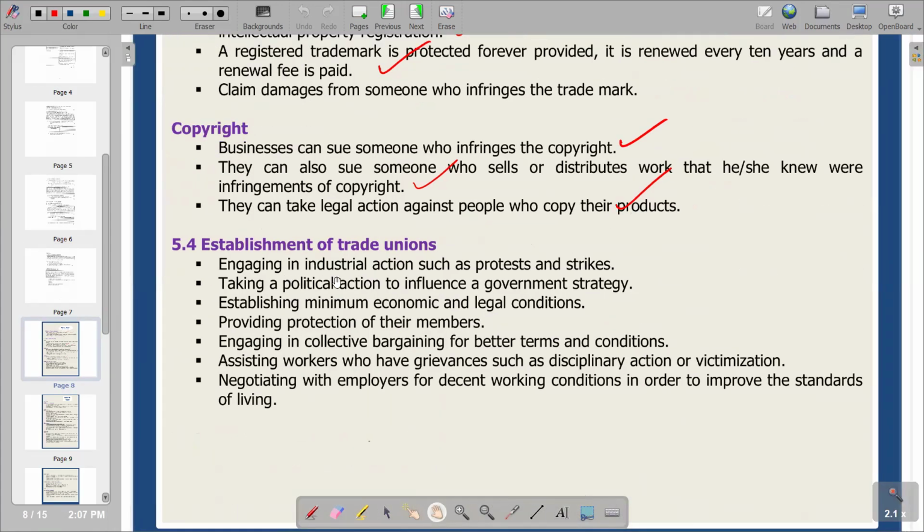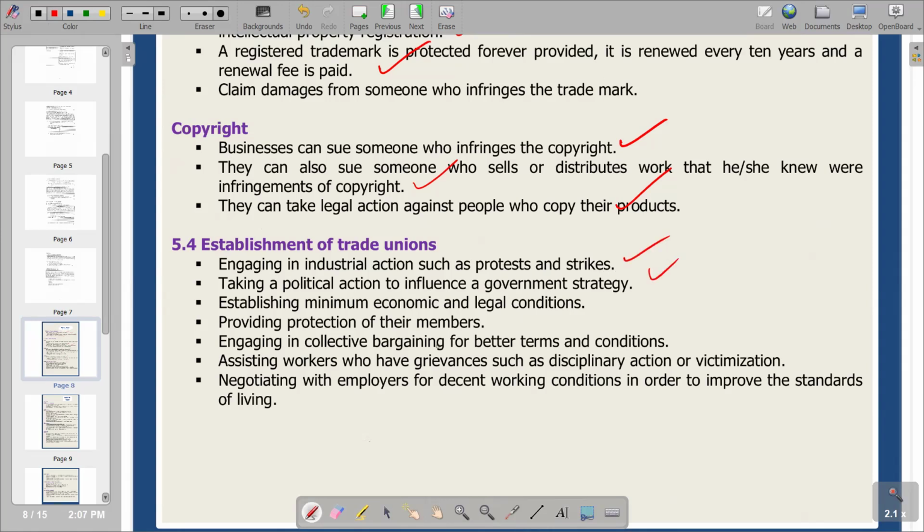whereby we are saying engaging in industrial action such as protests and strikes is why we have our trade unions, so that obviously when there are industrial actions such as protests and strikes, the members are protected by the trade union. And then taking a political action to influence a government strategy is the second one.